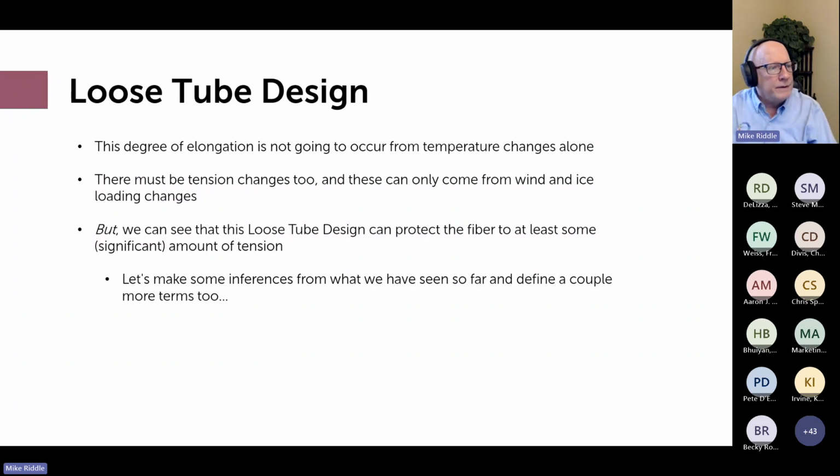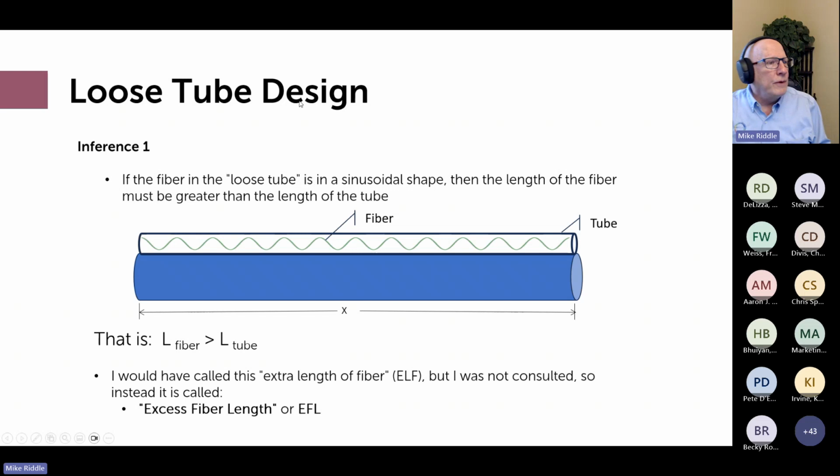But then this is going to lead to some inferences, and along the way, we're going to need to define a couple more terms. So inference number one: if the fiber in our loose tube is in a sinusoidal shape, then there must be more fiber in total than there is cable. So the length of the fiber in total must exceed the length of our cable. This can be expressed simply as: length of the fiber is greater than the length of the tube.